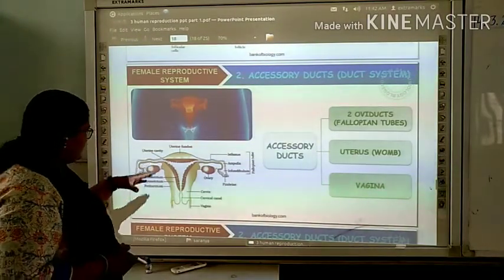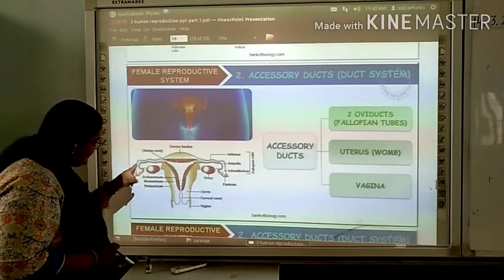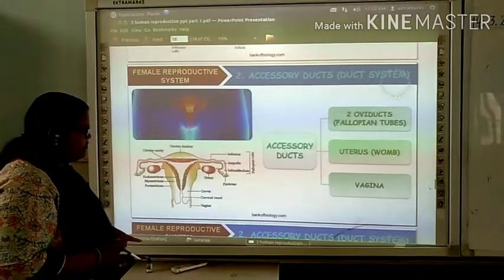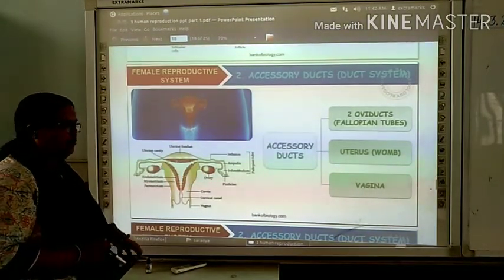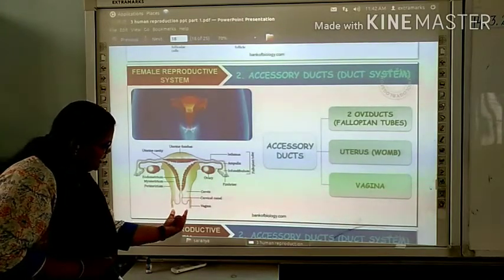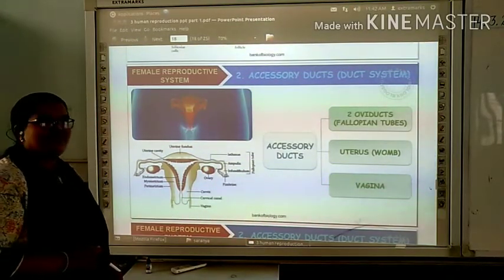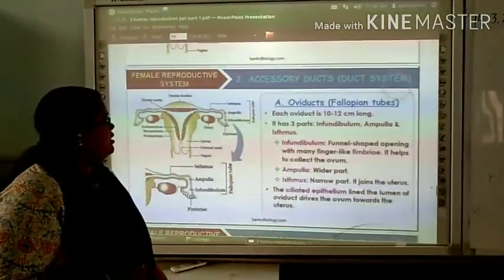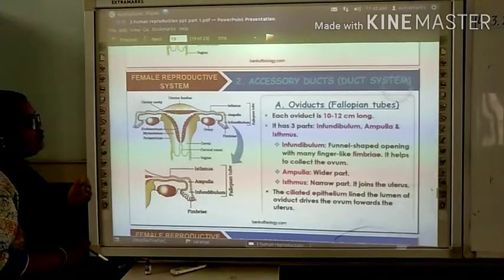So we will see the structure in detail here. These are the ovaries. And this part is called the fallopian tubule. Here there is a pair of fallopian tubules. This entire part is known as the uterus or the womb. And the lower, last part of the uterus is known as the vagina. So here, one by one we will go through the duct system in detail.